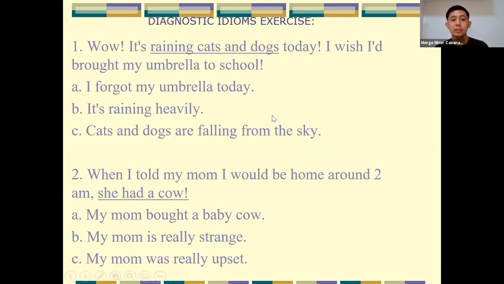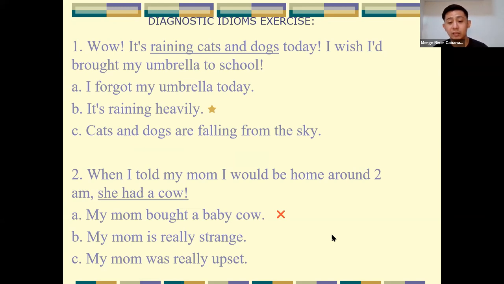All right. So, wow, it's raining cats and dogs. And then your friend will be like, oh, what breed? Right? So you don't say it's literally raining cats and dogs because that's very unfortunate for those animals because they'll die. But when someone says it's raining cats and dogs, the meaning here is it's raining really heavily. Okay, it's raining heavily. What about when I told my mom I'd be home around 2 a.m., she had a cow. Like, did your mom buy a baby cow?